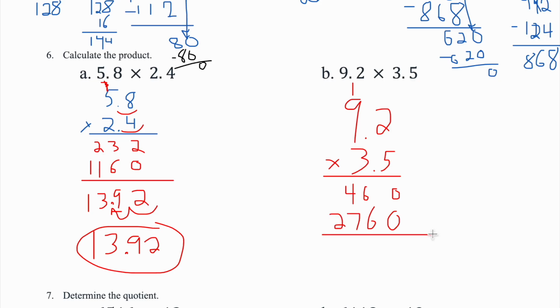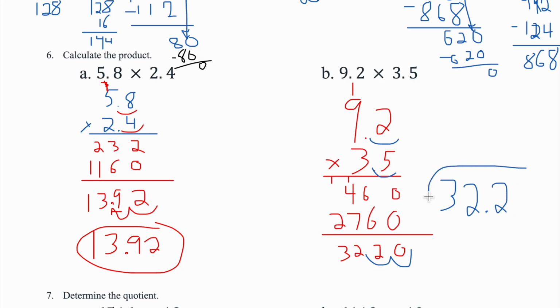Now I need to add. All right, and then I need to mark the decimal. Now I need to check. I got 2 decimal spaces, 1, 2 originally, so then I need to go 1, 2. So I've got 32 and 2/10. You could put the 0.20, but you don't need the 0 after the 2 there.